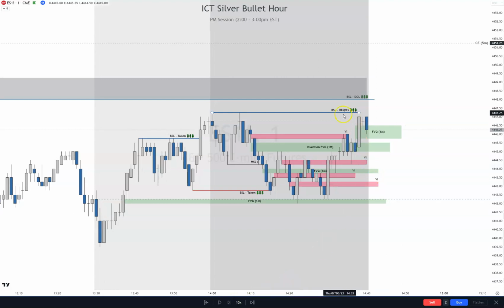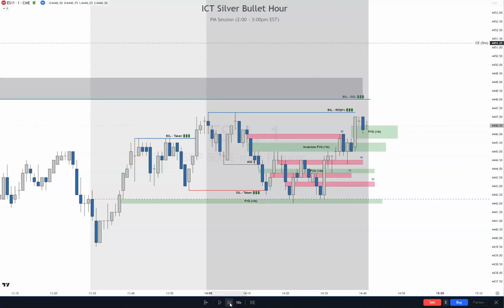So a lot of things have to happen. I can't take out this high, or it can't take out this high, and it needs to come in this inversion fair value gap. And if it takes out the highs, my trade's violated, and I'm not going to take it. If it comes down here, I'll take a trade. That's where I'm at right now in this price action.